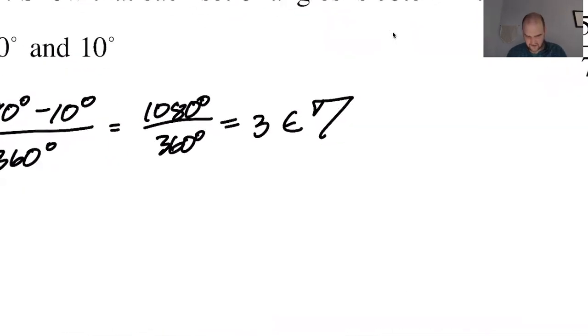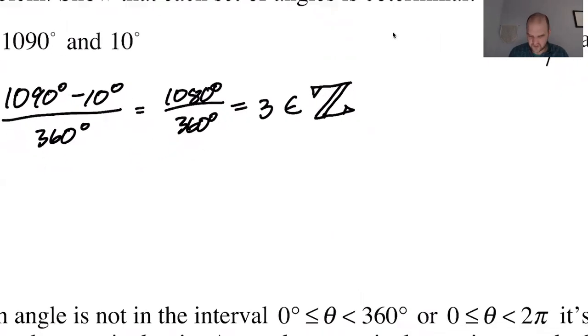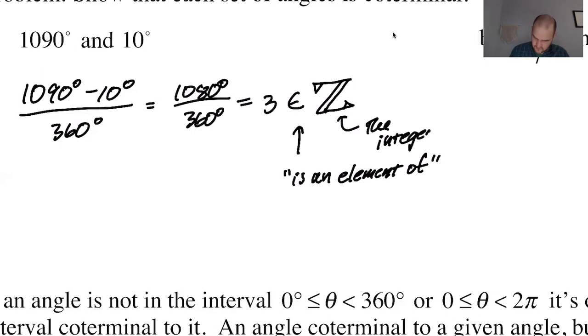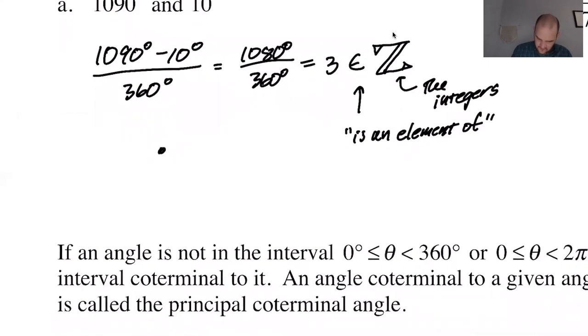I'm not really happy with the way that worked out. Like this, boom, got it. An element of, is an element of the integers. That's a big deal. Since 3 is an element of the integers, therefore 1090 and 10 degrees are coterminal. It's really all it takes.